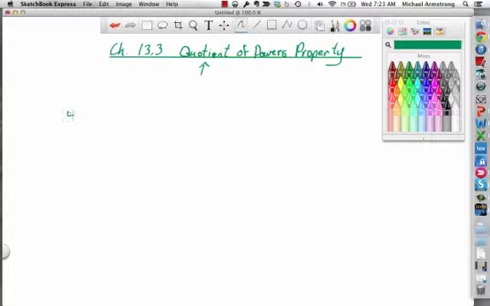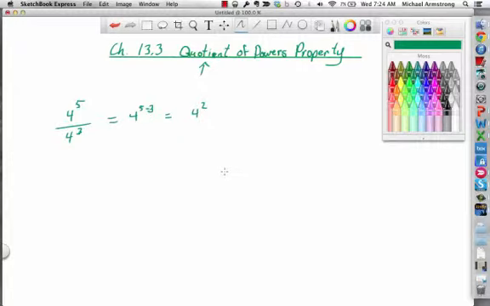Say you have 4 to the 5th power divided by 4 to the 3rd power. Now when we multiplied, we added. So when we divide, we're going to subtract. So this is going to be the same as 4 to the 5th minus 3 power, and that's going to equal 4 to the 2nd power.